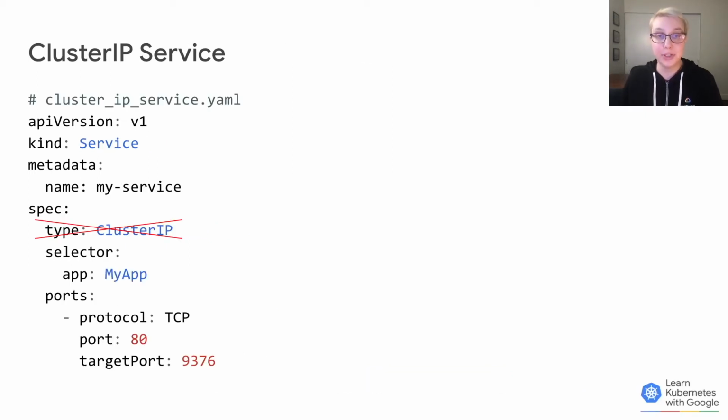One more little detail. For ClusterIP service types, you can actually skip this whole line here where it says type ClusterIP. It's the default service. So if you don't say anything else, that's the type Kubernetes makes for you. All right, let's look at another one.